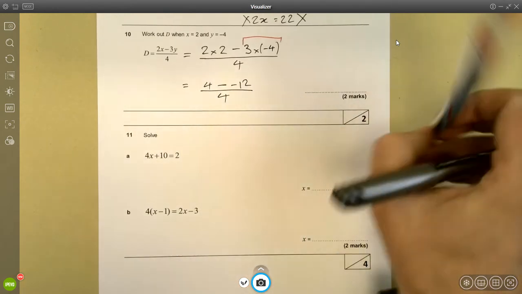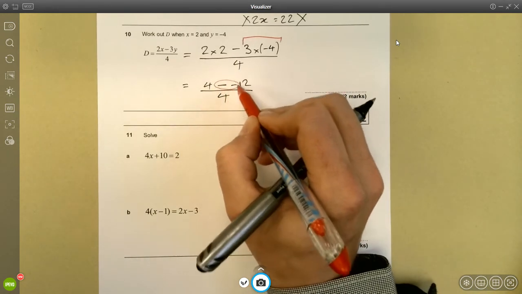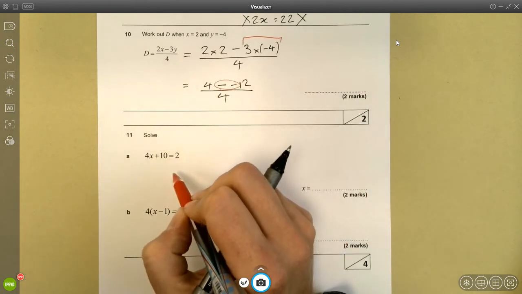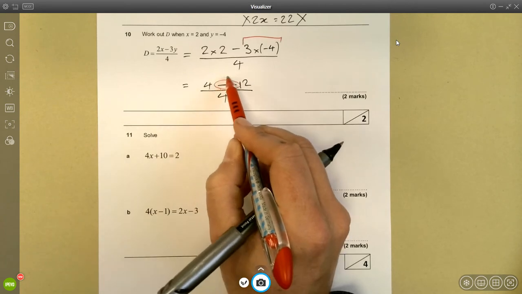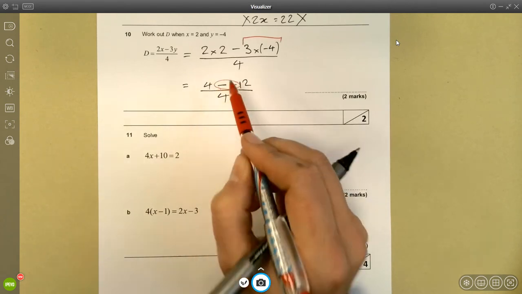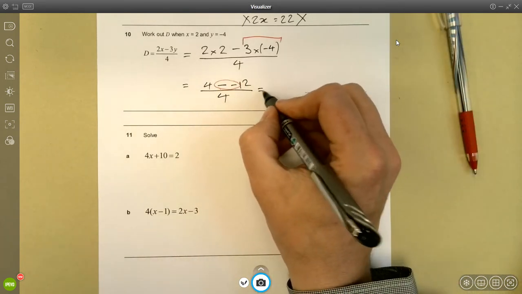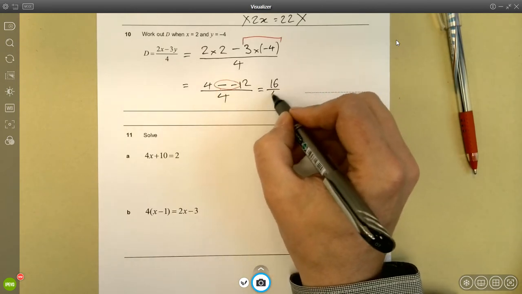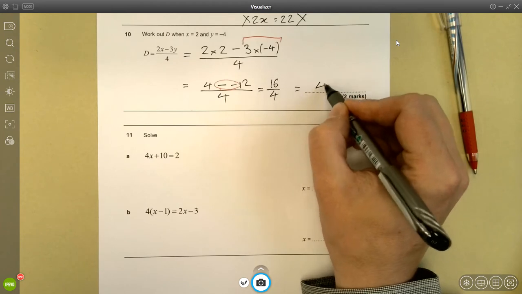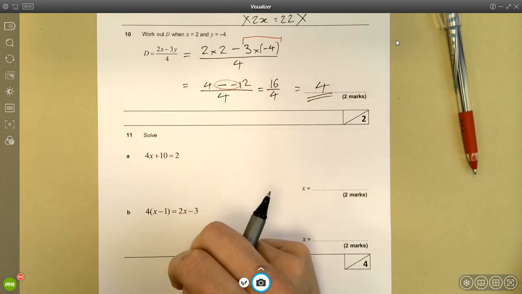So let's think about this. We've got a negative. We've got subtract a negative. It's annoying because they're the same sign. Subtract a negative. It's like adding a positive, so adding 12. So we have now got 4 plus 12, 16, divided by 4. So our answer just goes to being 4.